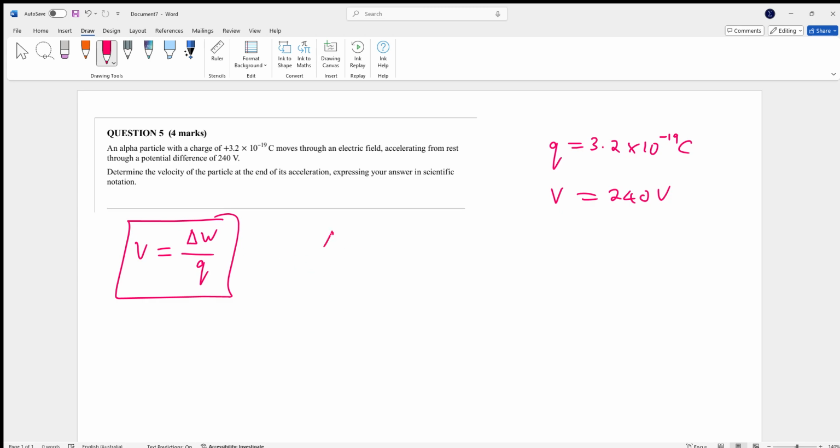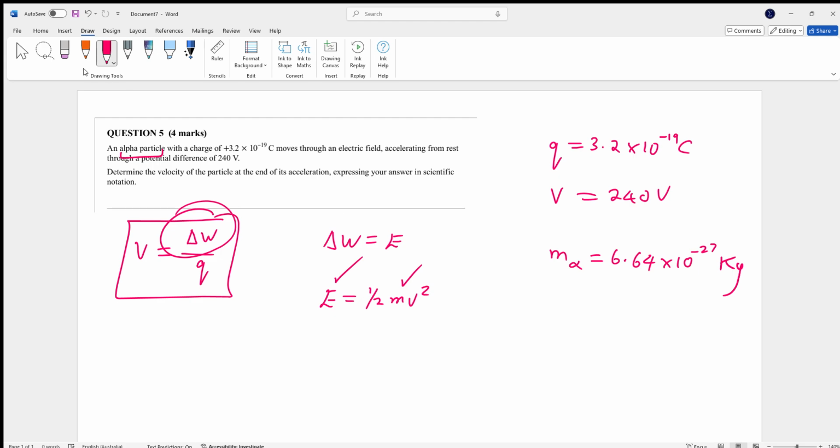And once we've found the work, we know the work is the same as energy. And because the alpha particle is moving, it will have kinetic energy as well. Now, we can use this formula here because they said it's an alpha particle. We actually get given the mass of an alpha particle in our formula sheet. If I just look here, it's roughly 6.64 times 10 to the negative 27 kilograms. So we can find the work, then use that to find the velocity. It's a pretty easy question when you think of it this way. However, you've got to think of it that way in the first place.